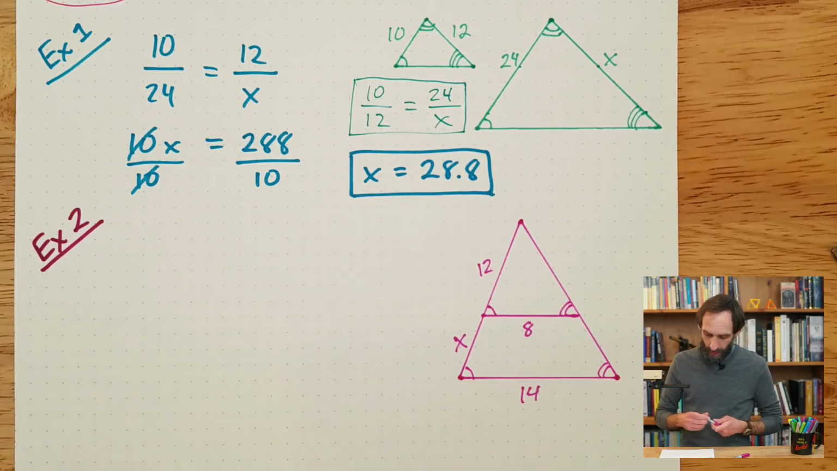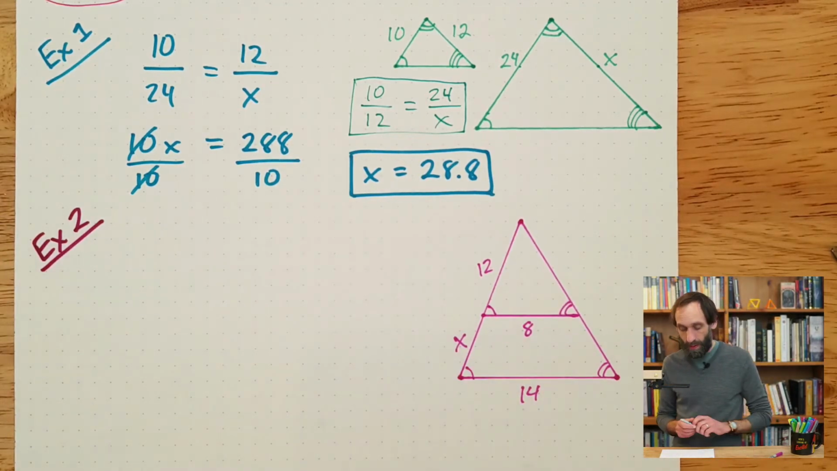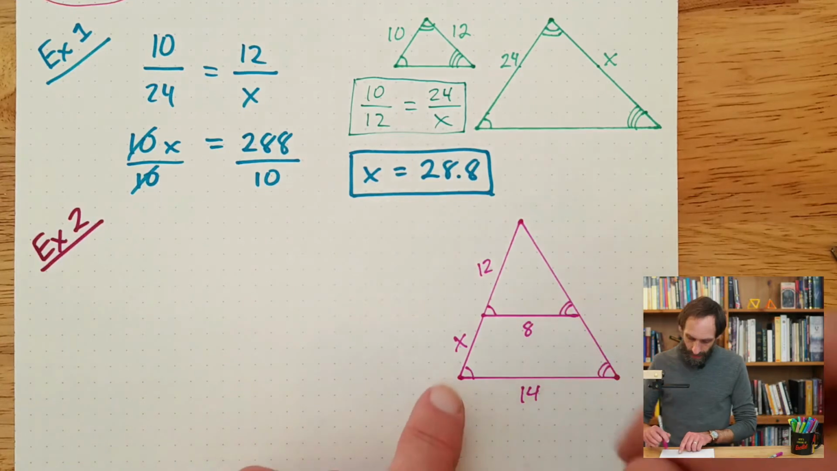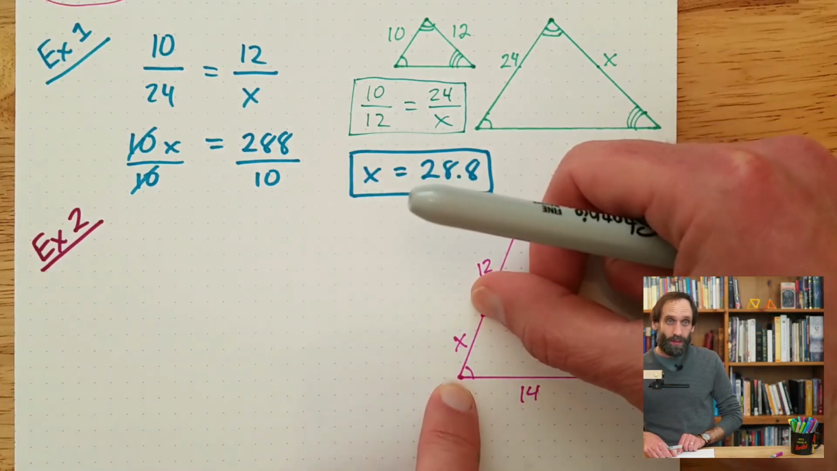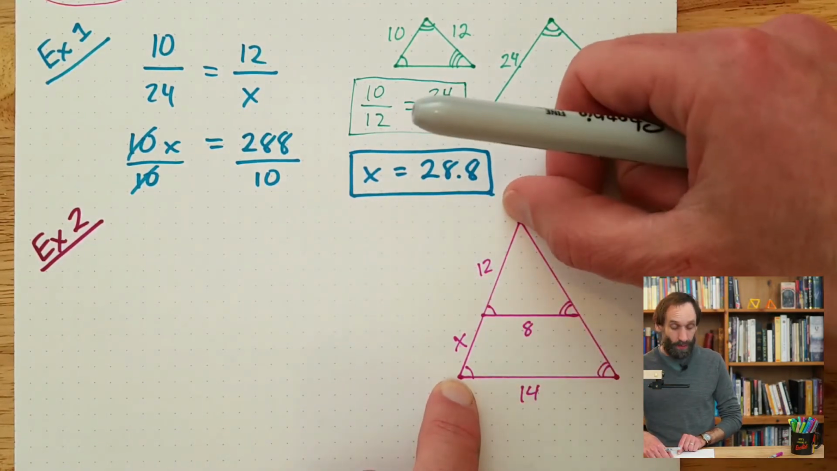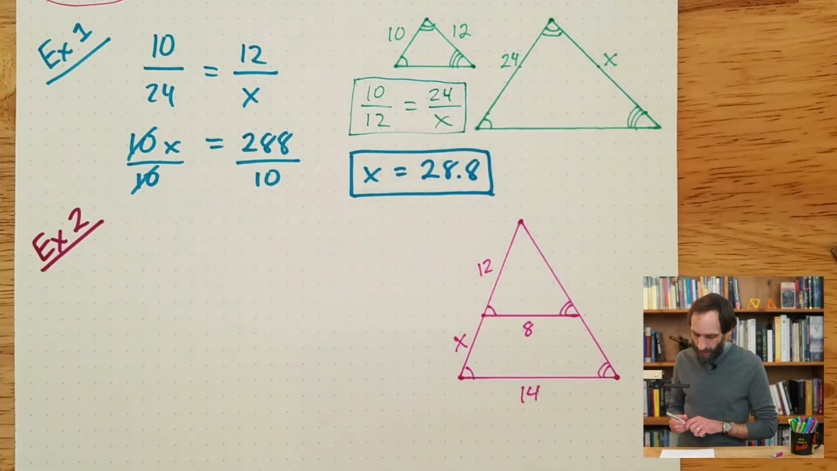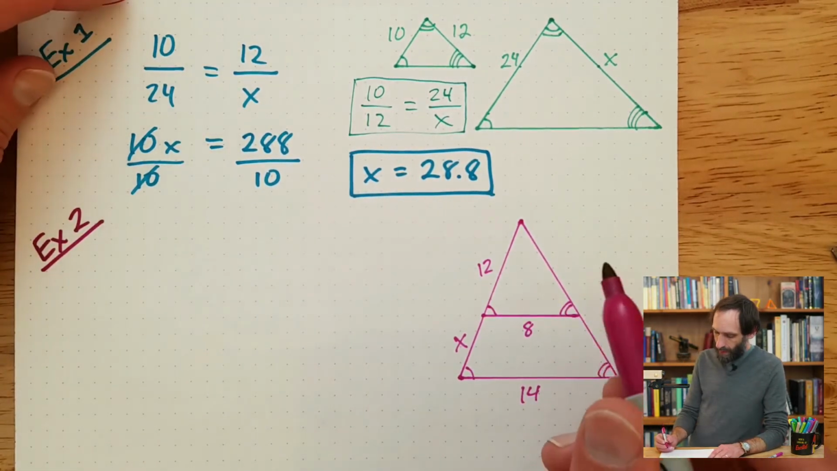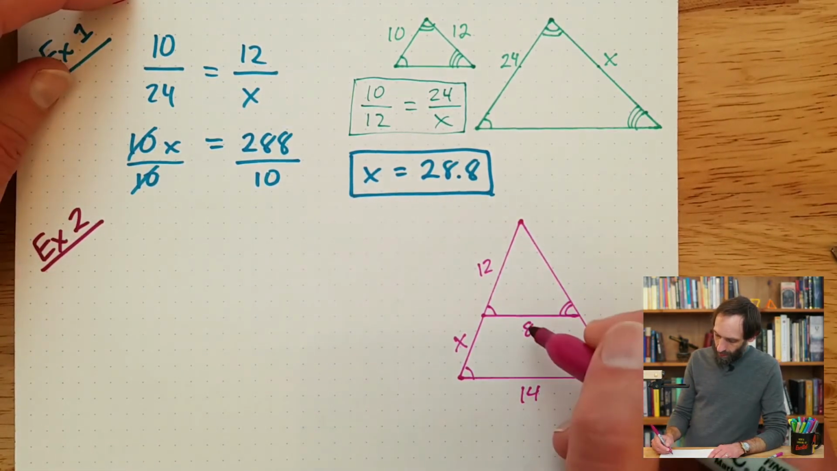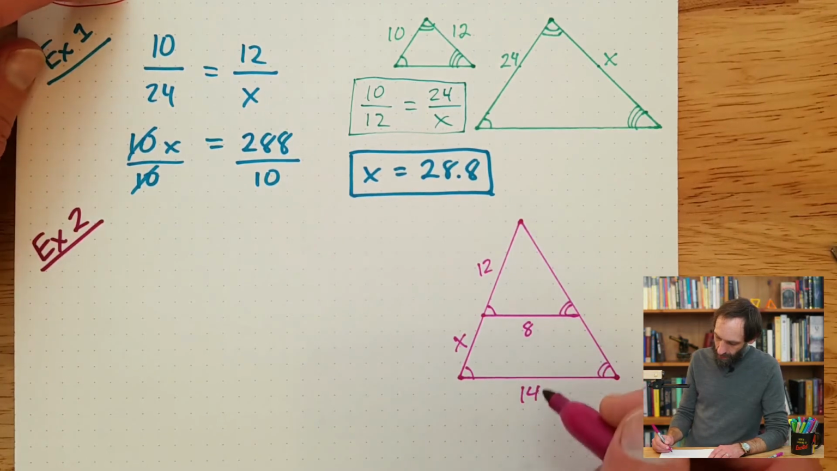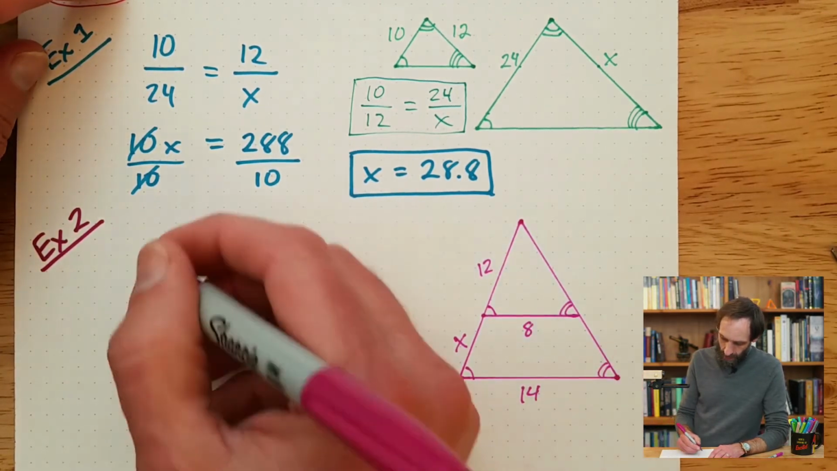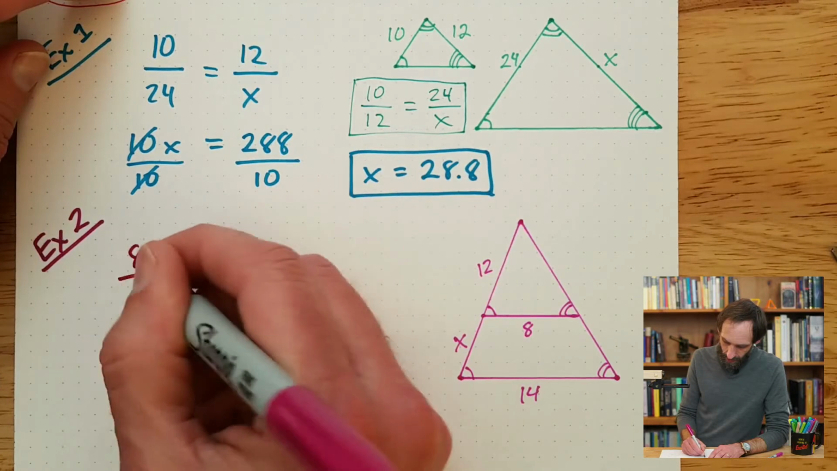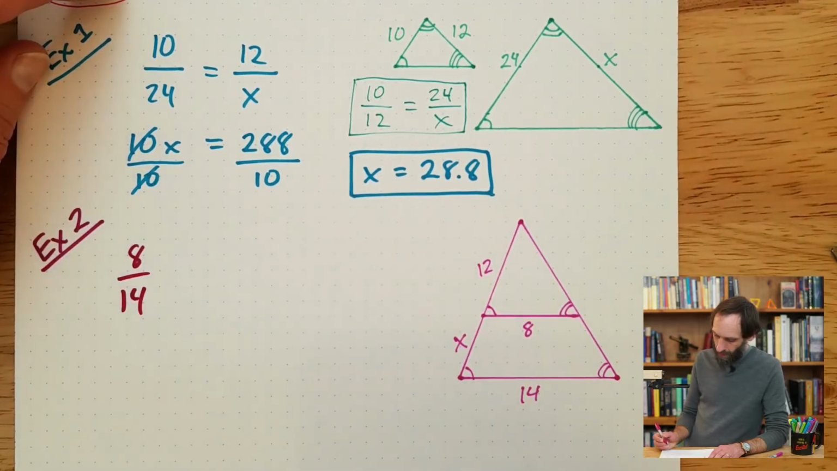Now we're going to try and solve for x right here. Now keep in mind that x is the length of this smaller segment, not the length of the whole line. So we're going to need to keep that in mind as we set up and solve this problem. So let's set up the ratio of these sides first, right? So we have 8 to 14. So I'll write that. So 8 over 14.